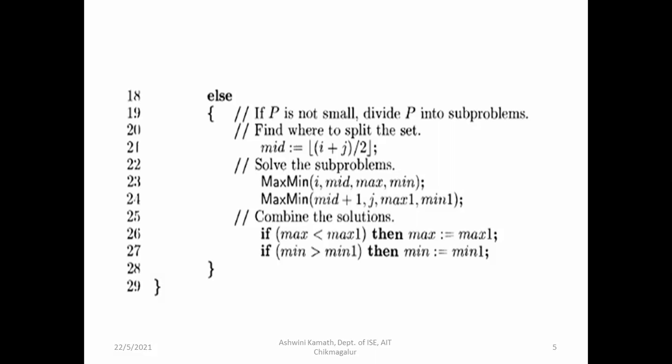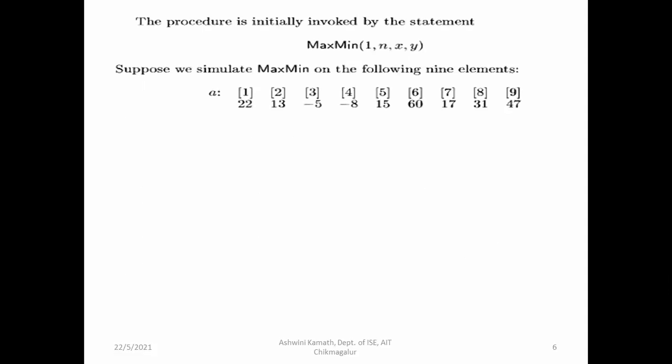Okay, divide it. Have you divided? Use the mid. Find out the mid element, and up to mid you create one array. After mid you create another array, and on both the arrays you call max and min again. Whatever the output you get from this, combine it at the end. Okay, this is the concept.